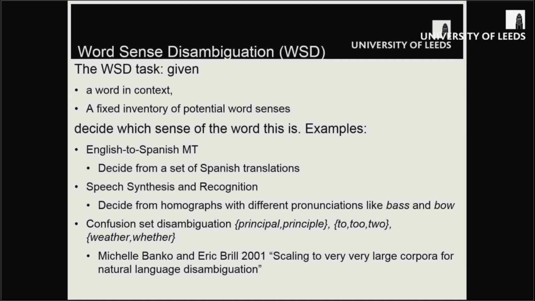Or the same thing for speech processing. To recognize how to pronounce this as bass or bass, or pronounce this as bow or bow, you have to know which sense you're meaning. And this is also important in spell checking, like principle and principal, or two, to and too, or weather and whether. They're basically the same word spelt differently with different senses, and you've got to work out which sense it is. And there's a very famous paper by Banko and Brill on how to do this with very large corpora. I'm mentioning Eric Brill because I'm Eric and he's Eric and we like each other.